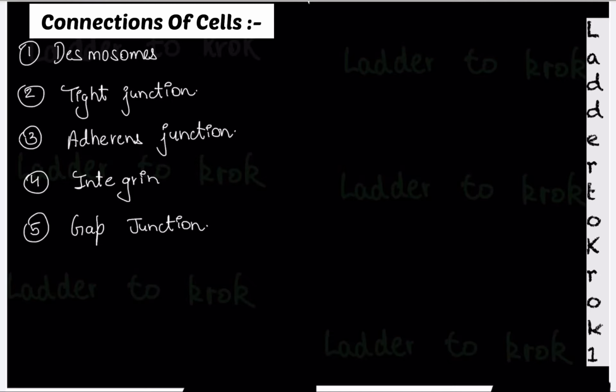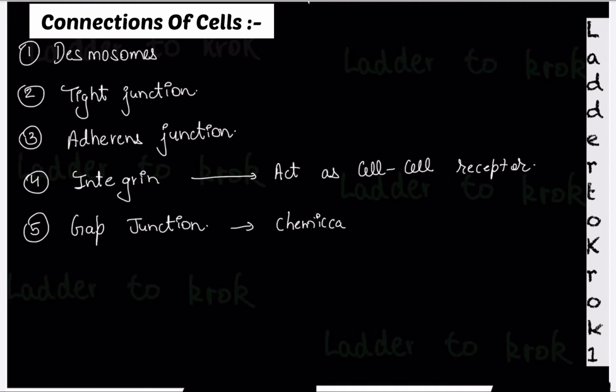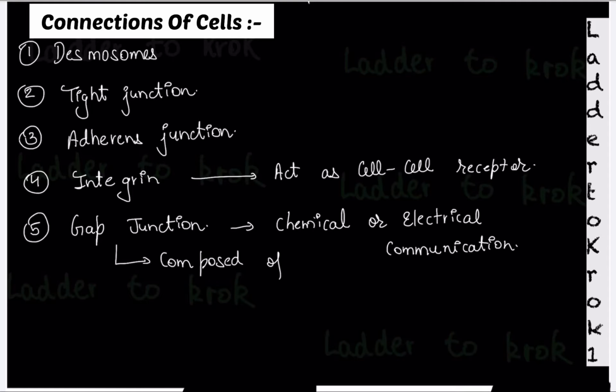Integrin basically acts as a cell to cell receptor. And the gap junction provides chemical or electrical communication. These gap junctions are composed of connexons.